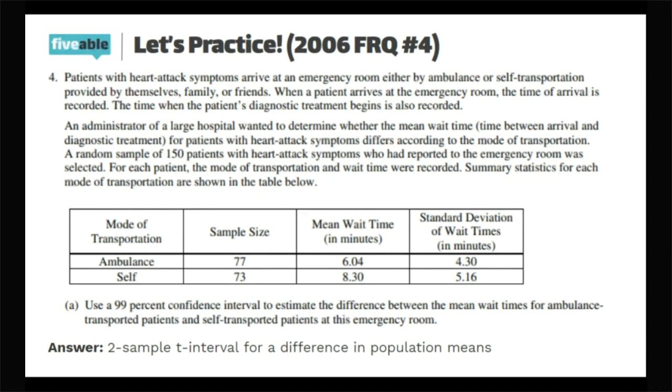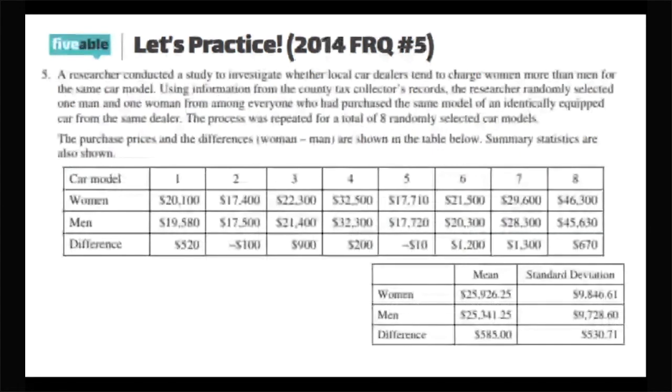All right, uno más. This is an AP famous problem from 2014. I'm going to go through the whole thing. A researcher conducted a study to investigate whether local car dealers tend to charge women more than men for the same car model. Using information from the county tax collector's records, the researcher randomly selected one man and one woman from among everyone who had purchased the same model of an identically equipped car from the same dealer. The process was repeated for a total of 8 randomly selected car models. The purchase prices and the differences, woman minus man, are shown in the table below. Summary statistics are also shown.